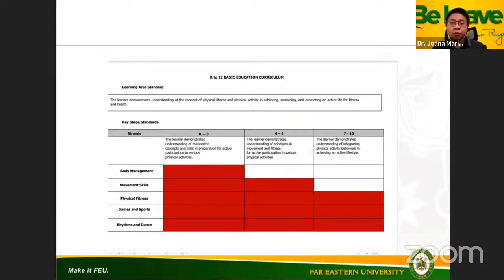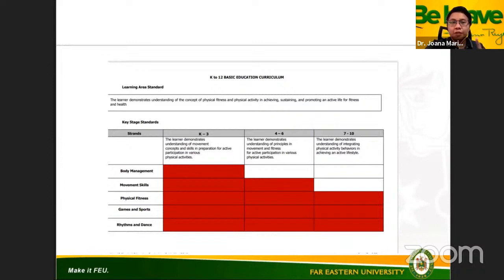So we now have standards, and we have the key stages: grade 1 to grade 3, grade 4 to grade 6, high school, and senior high school. So, which key stages do they belong to? Okay, let's take a look.